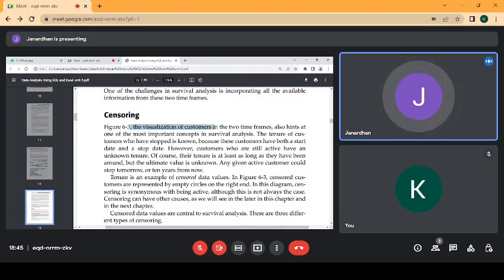The visualization of customers in the two time frames also hints at one of the most important concepts in survival analysis. The tenure of customers who have stopped is known because these customers have both a start date and stop date.